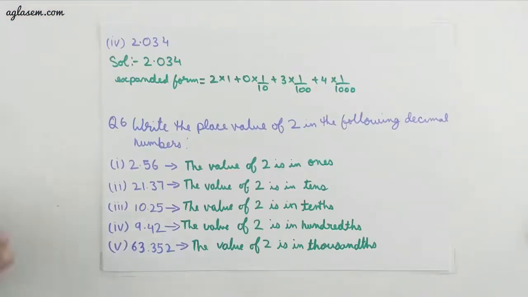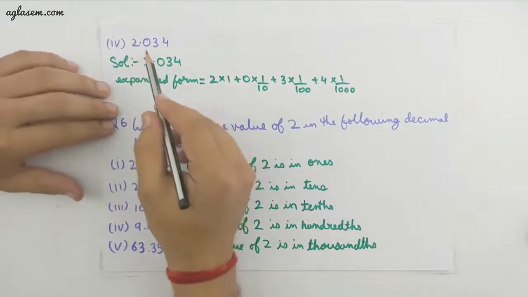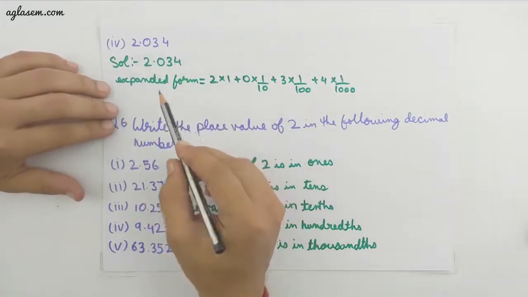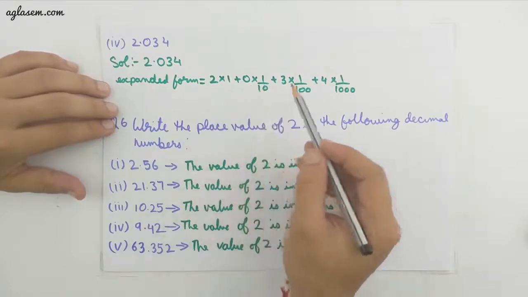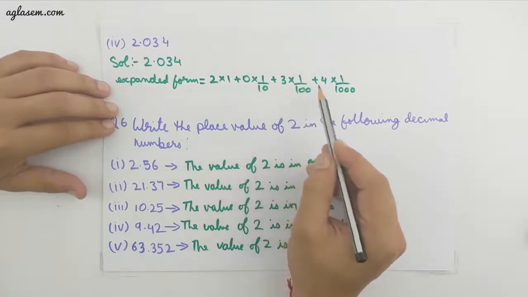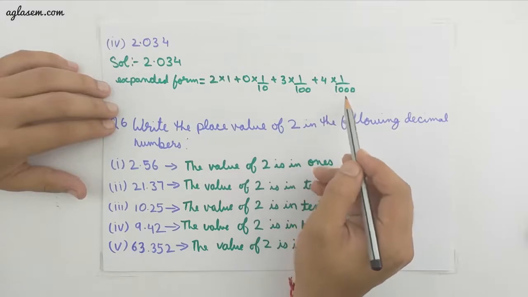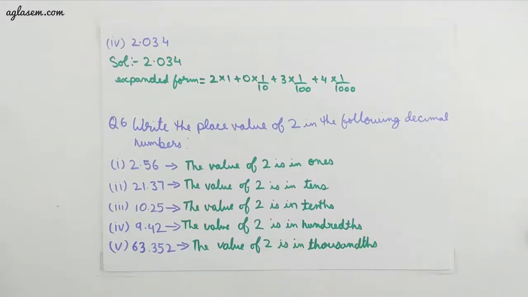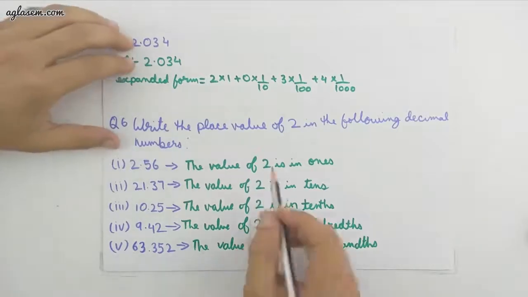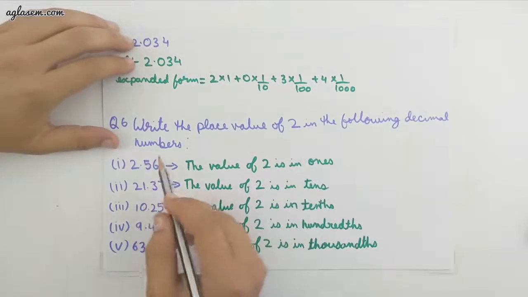Moving to the fourth part of the question, that is 2.034. The expanded form will be 2 into 1 plus 0 into 1 by 10 plus 3 into 1 by 100 plus 4 into 1 by 1000, because 4 is in the thousandths place. Moving to the sixth question, that is, write the value of 2 in the following decimal numbers.